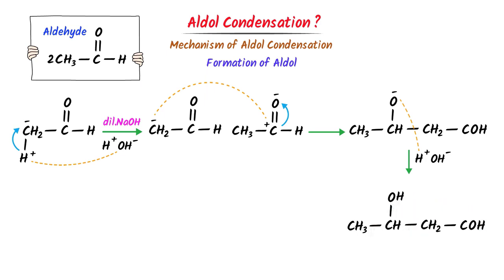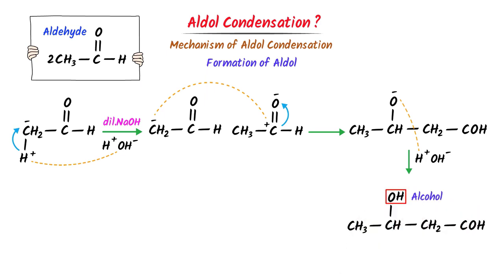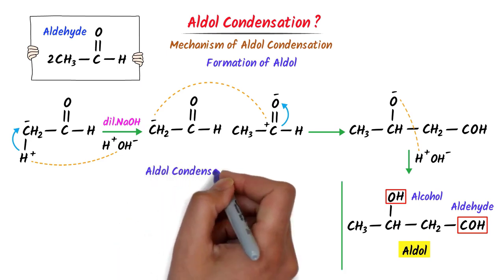Now listen carefully. This molecule contains two functional groups. This OH is the alcohol group. Secondly, this CHO is the aldehyde group. For aldehyde group, I write ald. For alcohol group, I write ol. So we get aldol. Therefore, we call this molecule aldol because it contains aldehyde group and alcohol group. Now I will teach you aldol condensation.